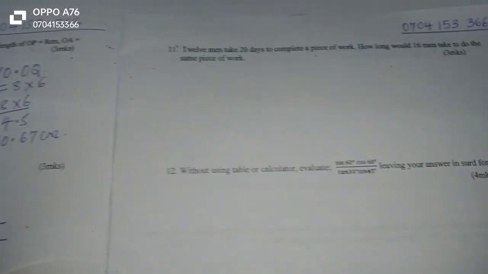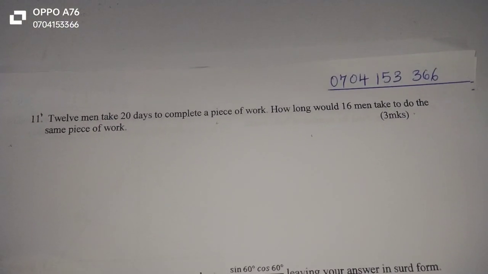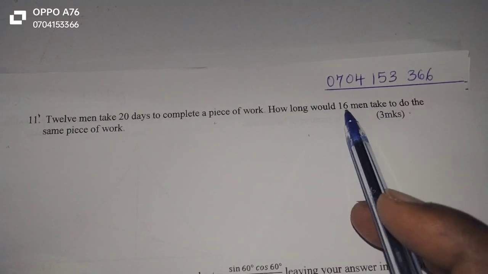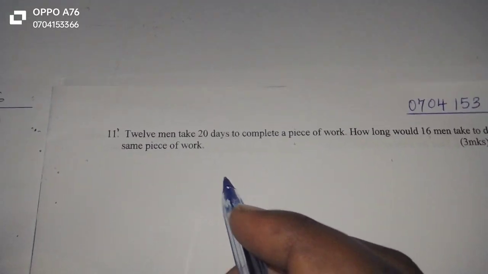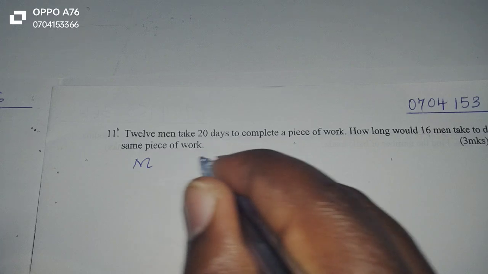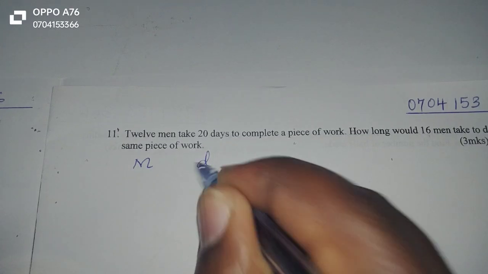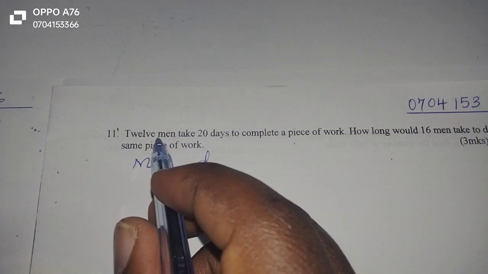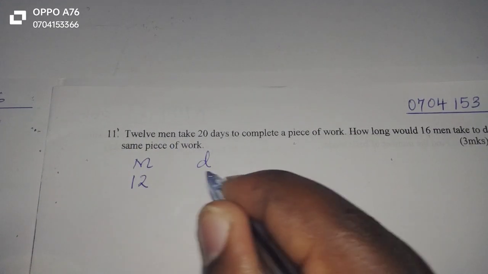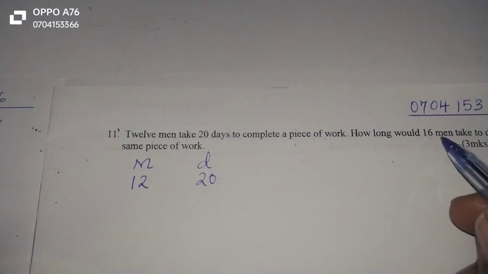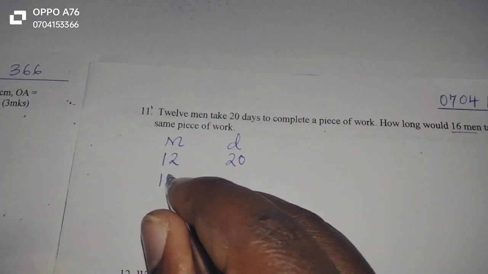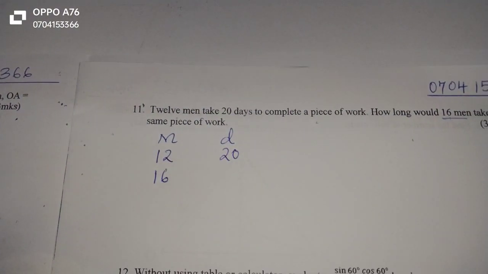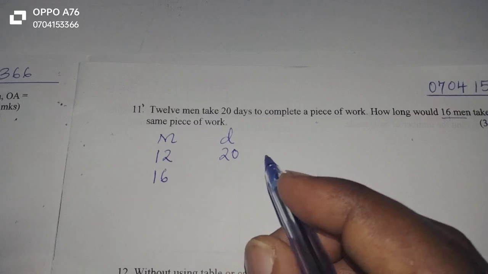Number 11. 12 men take 20 days to complete a piece of work. How long would 16 men take to do the same piece of work? We're going to have men here, then the days for work: 12 men, 20 days. Then we want to know how long 16 men, working at the same rate, are going to take. So we determine the number of days.